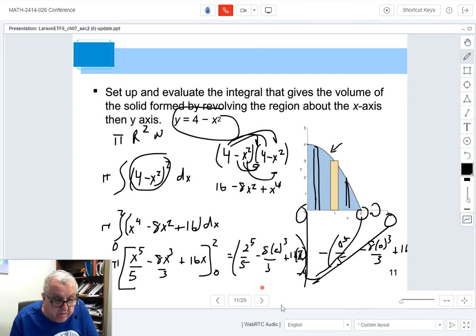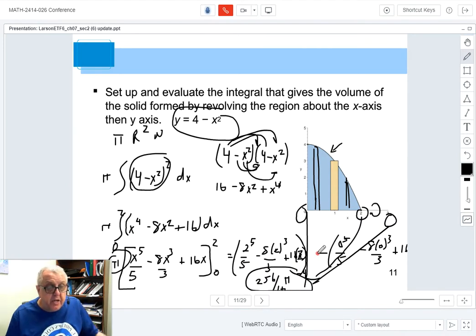And we get a volume of 256 over 16. And don't forget the pi that's sitting out in front. So when you do that math, you get 256 over 16 pi. Okay, so that was integrating using the disk method about the x-axis, finding that volume.